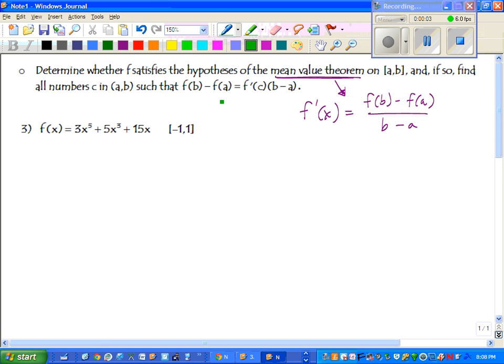This one, same directions. Since this is a polynomial, that means it's going to be continuous and differentiable, so we can apply the mean value theorem on this interval. To do that, we need to find out when the derivative is equal to f of b minus f of a. So our derivative here is 15x to the fourth plus 15x squared plus 15.